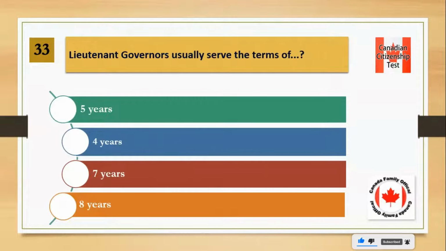Lieutenant governors usually serve the terms of number 1, 5 years. Number 2, 4 years. Number 3, 7 years. Number 4, 8 years. And the answer is 5 years.